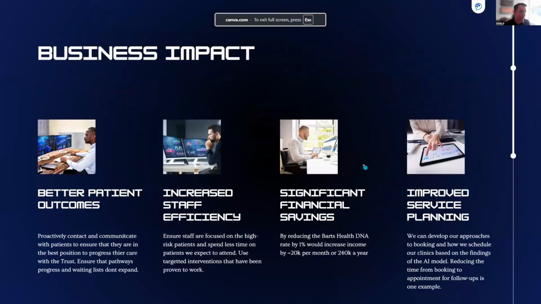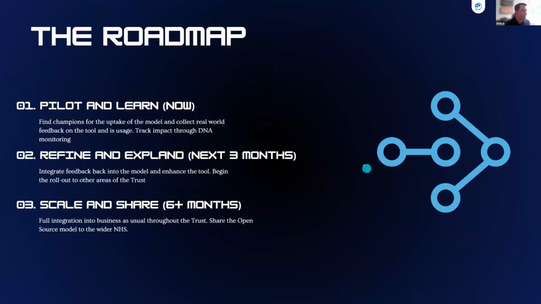That's what you see. So you can go from a big data set down very, very quickly. So we're hoping to get better patient outcomes, increase staff efficiency by contacting the patients that need it. If we can move the dial even 1% on the DNA rate, we can possibly release about £20,000 worth of additional income per month, or about £240,000 per year. That's just for Barts Health.